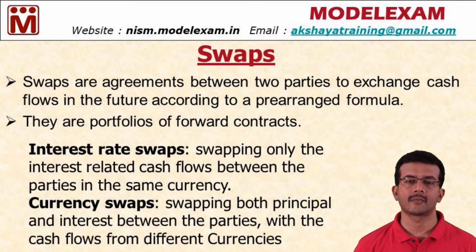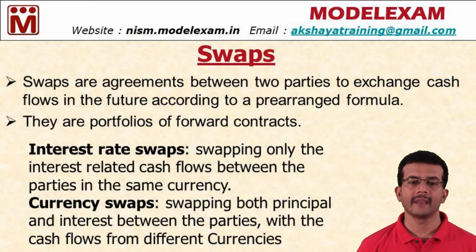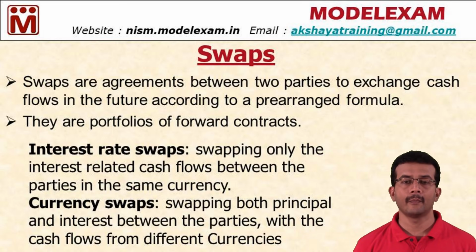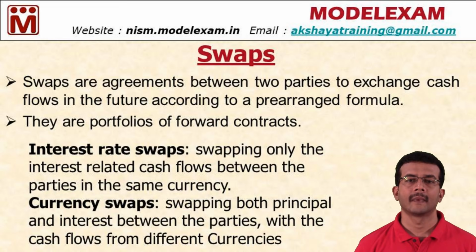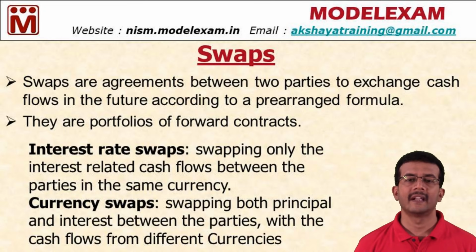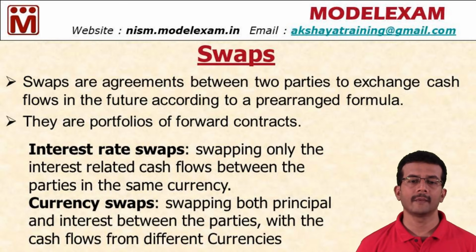Now, what is the interest rate swap? Swapping only the interest related cash flows between the parties in the same currency is called the interest rate swap. So, interest rate swap means swapping only the interest rate part, and the second point that you have to remember for interest rate swap is that it is within the same currency. Now, the second type of swap, that is currency swap, is about swapping both principal and interest between the parties, and this exchange happens between different currencies. So, interest rate swap happens between the same currency, but currency swap happens between different currencies. So, these are the two types of swaps available.